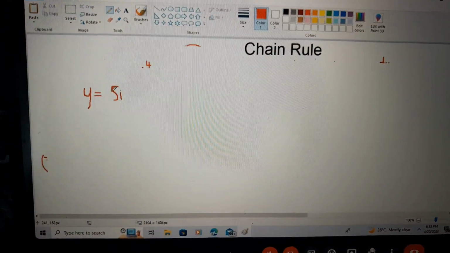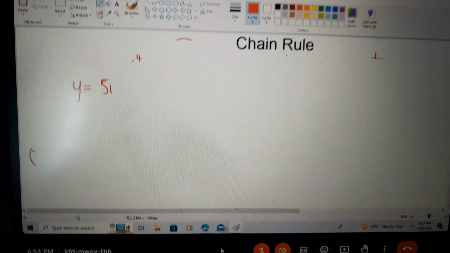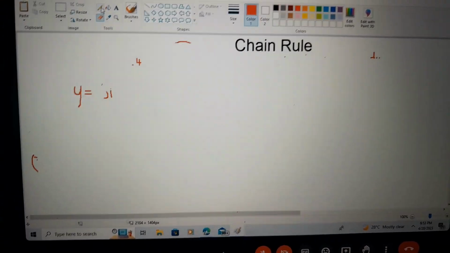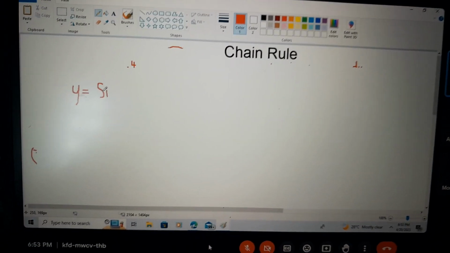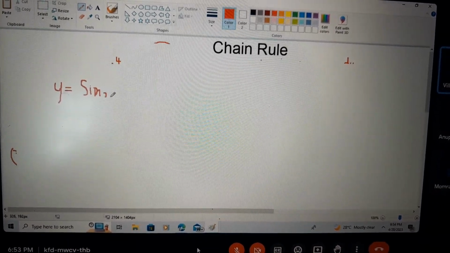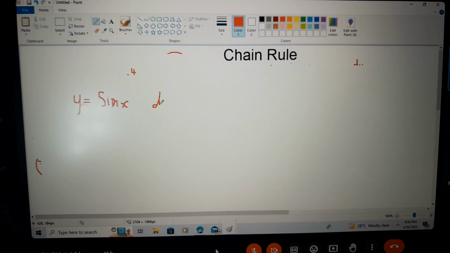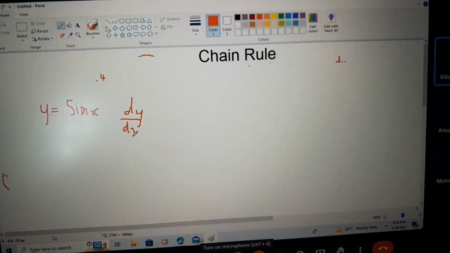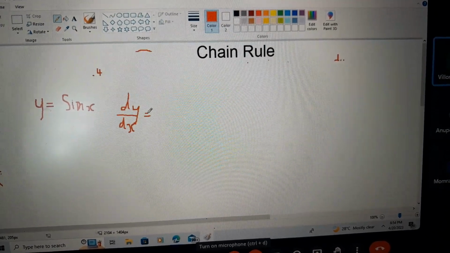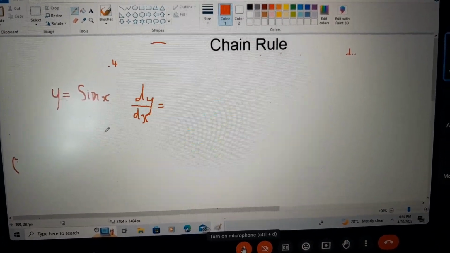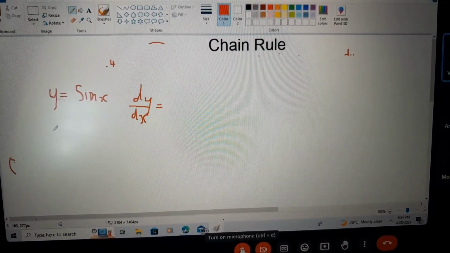Y is equal to sine x. I want you to find dy/dx. When we differentiate sine x, you get something. I don't want you to tell me, I just want you to write it out. If you don't know, just look for the derivative of trig functions.